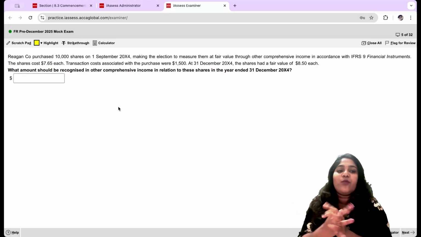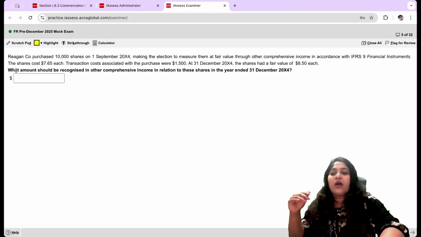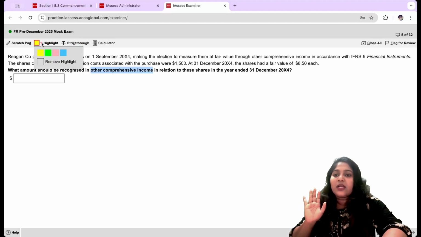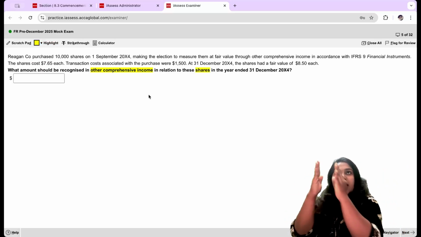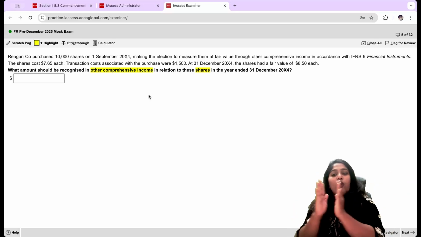Okay, again we have a financial instruments question. Look at this. What amount should be recognized in other comprehensive income related to these shares? Guys, OCI shares. That means it is fair value through OCI. If it is fair value through OCI, the initial measurement should happen at fair value plus transaction cost. If it is through P&L, only fair value.